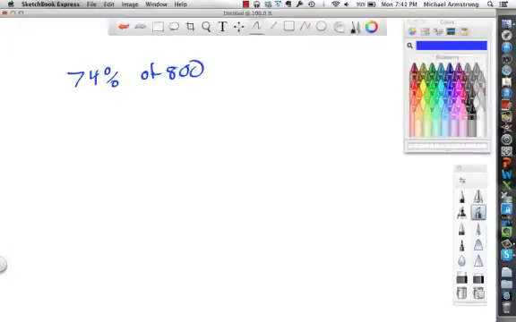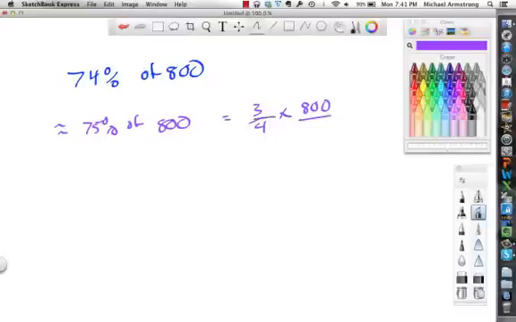Okay, now there's a quick way here. We're going to estimate, so we're just going to use 75%. We're going to say, well, that's about 75% of 800. Okay, and I'm going to just change that over to 3/4 times 800. So it's kind of like 3 times 800 over 4. It's one way to look at it.